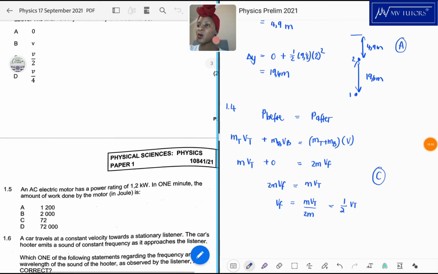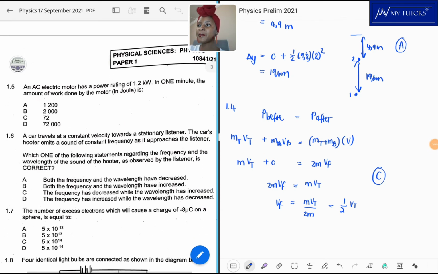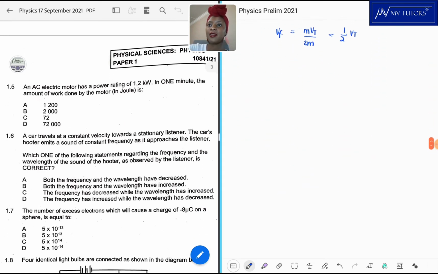All right, so question 1.5. An AC electric motor has a power rating of 1.2 kilowatts. That power rating, I'm just going to write it in watts, so that's 1,200 watts. In 1 minute, with every piece of information that I get, I just write it down. So 1 minute will be 60 seconds.